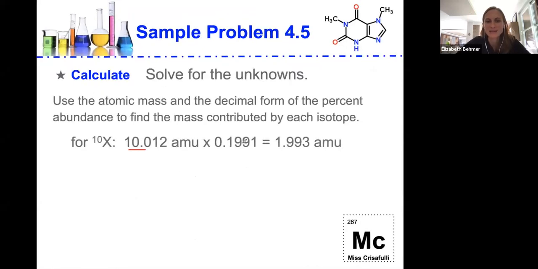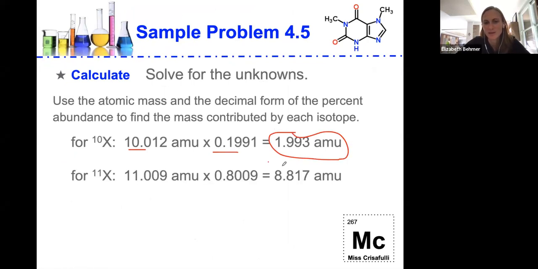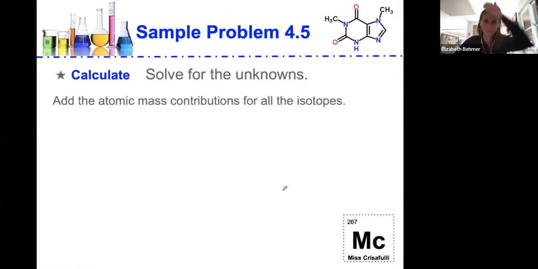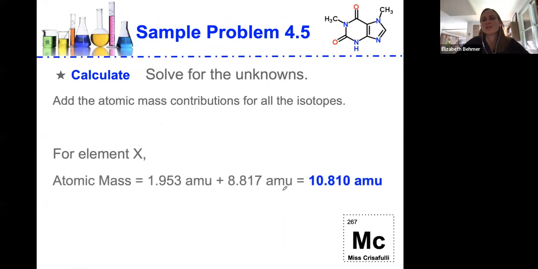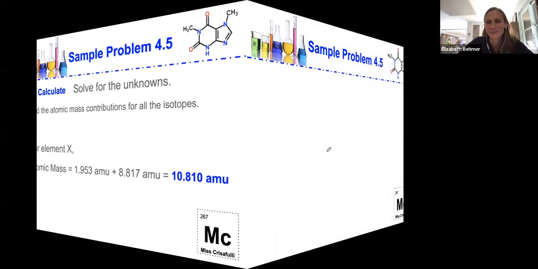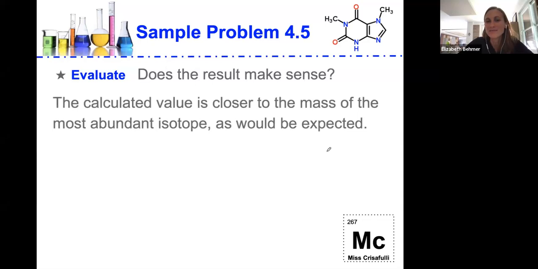We'll take 10 times the abundance to get this atomic mass contribution for isotope 10. And then for isotope 11, we'll multiply its mass by its abundance to get this contribution. We'll add those together to get the atomic mass. So adding the contributions together, we get an atomic mass of 10.810 AMU. Does the result make sense? The calculated value is closer to the mass of the more abundant isotope, so it does make sense.